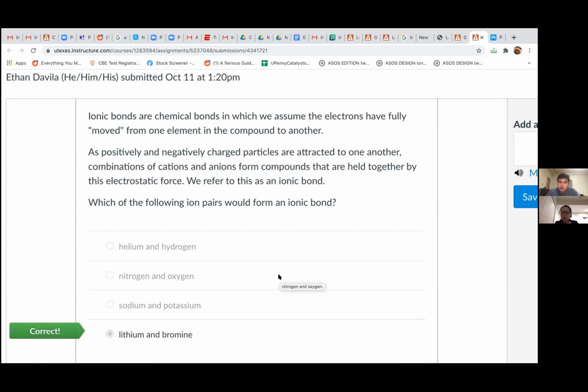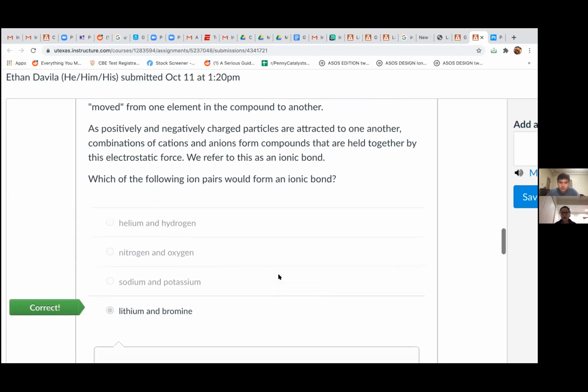So you always have to have a positive and a negative, a cation and an anion. Helium and hydrogen are both non-metals, so you can't have that. For an ionic bond, you always need a metal and a non-metal. You can't have two non-metals. Nitrogen and oxygen are also non-metals, so that's covalent and not ionic. Sodium and potassium are both metals, so you can't even have any type of bond. Lithium bromide, that's a cation and an anion.